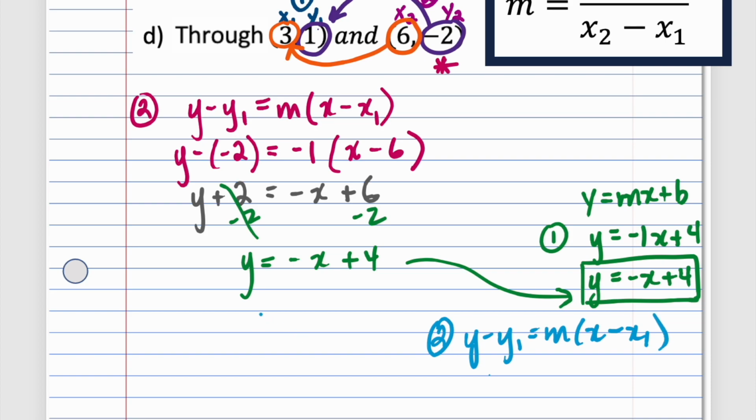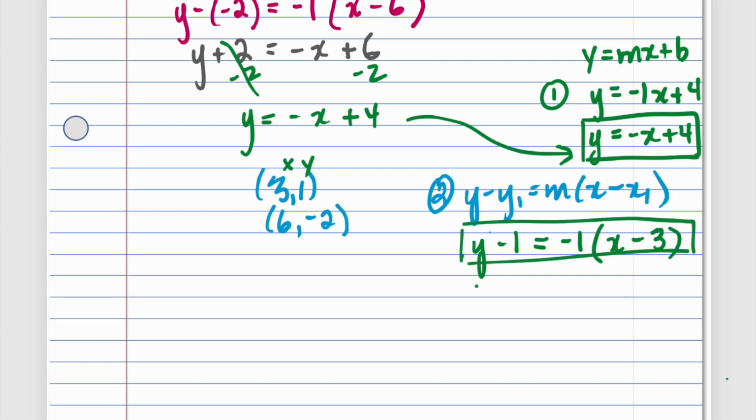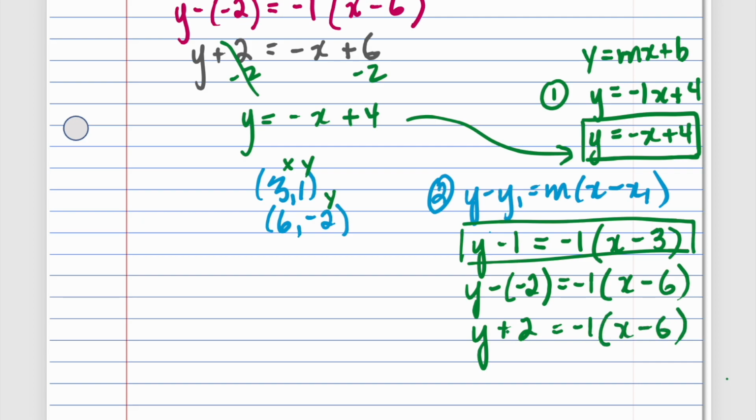For the point-slope form, we could use the 3, 1 or the 6, -2. That would be y minus 1 is equal to, the slope is -1 bracket x minus the 3 for the x and the y points. Or we could use y minus the minus 2 for this y is equal to -1 x minus the plus 6. Or y plus 2 is equal to -1 bracket x minus 6.